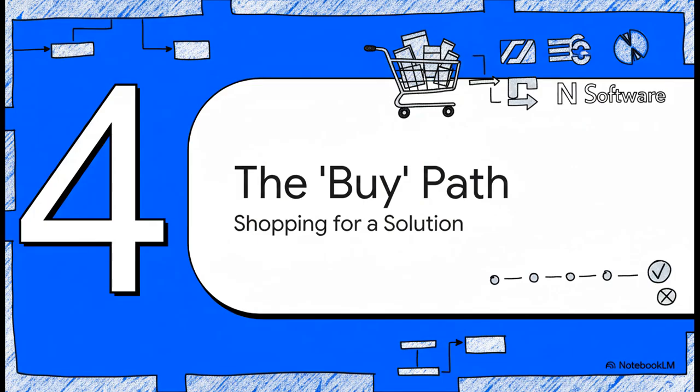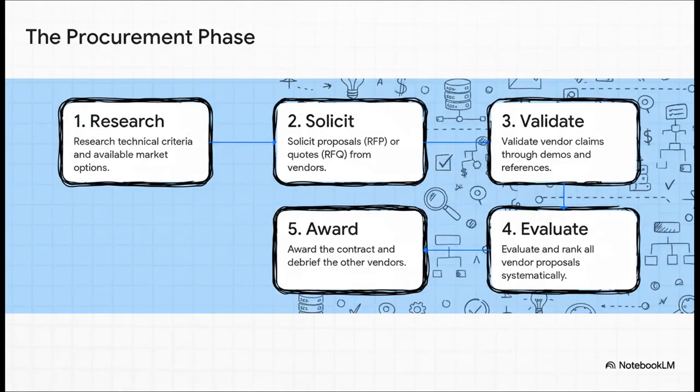All right, now for the other path. This is the one you choose when a commercial software solution already exists that can probably meet your needs. In this case, the work isn't about coding, it's about being a really, really smart shopper. This procurement process is just as methodical as the build path, but the actual tasks are totally different. It's a journey of research, outreach, and super rigorous evaluation. You've got to figure out what's out there, ask vendors to pitch you their solutions, test their claims, and then systematically rank them to find the absolute best fit.